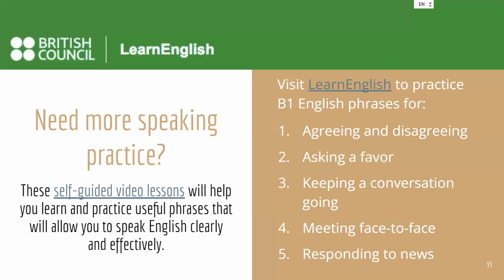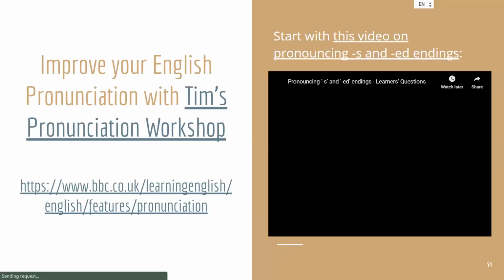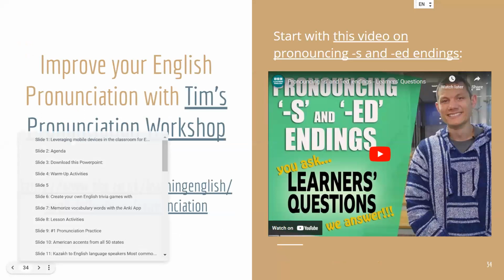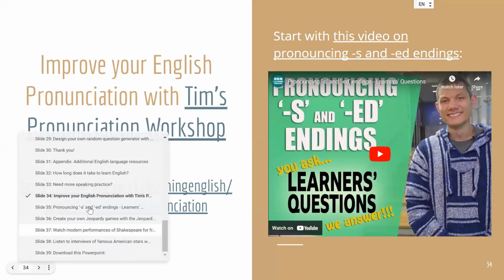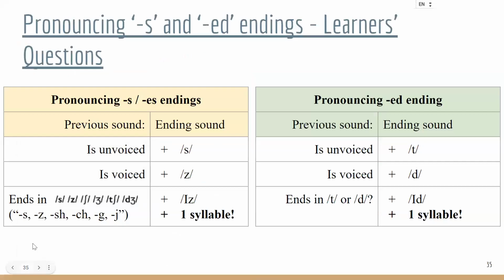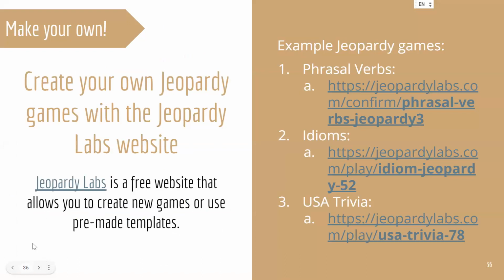Everybody knows about the British Council. There are some self-guided video lessons that you can use. Similarly, pronunciation workshops that are online. Jeopardy Labs is something that I use for trivia games, phrasal verbs, idioms, things like that. You can make your own game or you can use pre-made games like the examples that I've included right here.